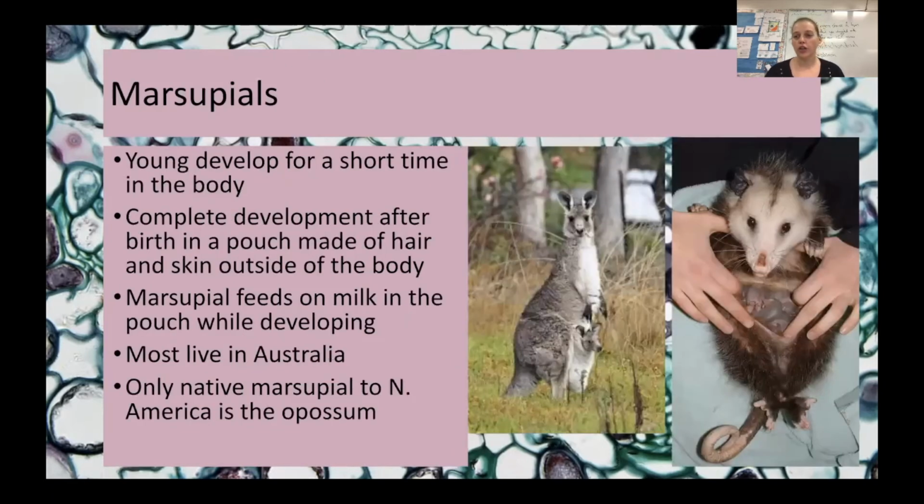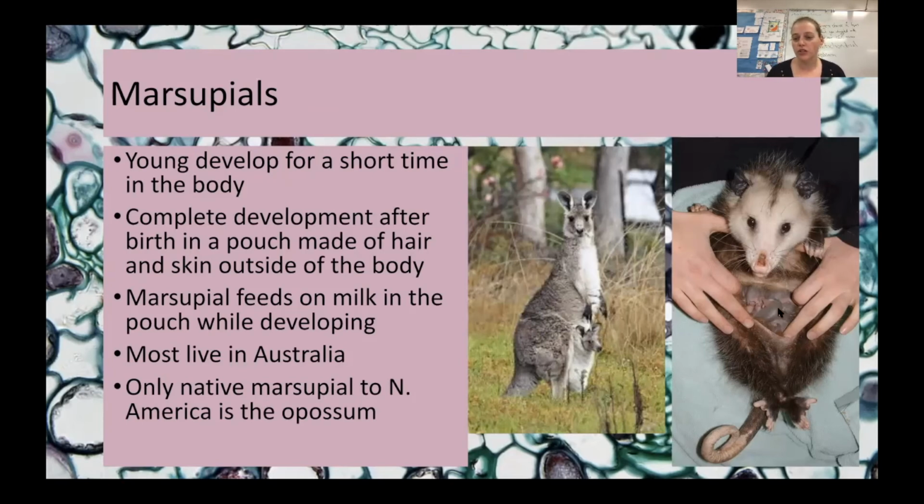Marsupials are your mammals with a pouch. So they do use internal fertilization and internal development. And the baby is born, and then it will crawl from the womb to the pouch. So once this kangaroo is born, it's a tiny little pink worm-looking thing, and it's going to crawl from the vagina up to the pouch. And it's going to crawl in there, and it will have its milk and things that it needs to develop.